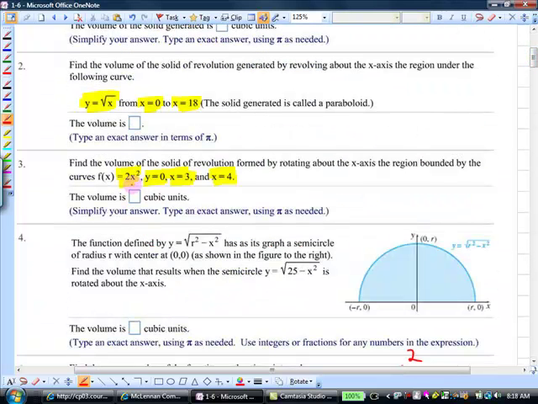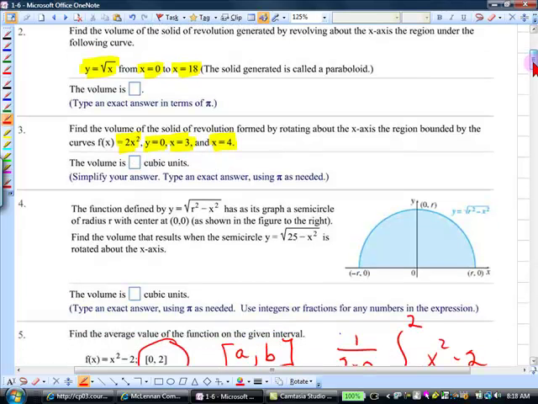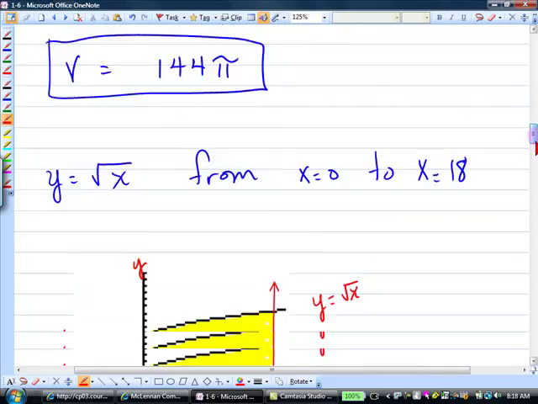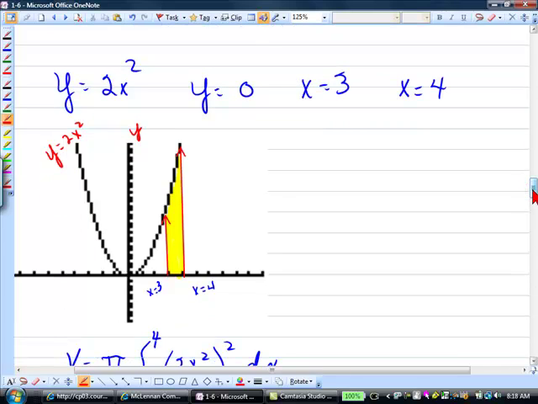Okay. 2x squared, y equals 0, x equals 3, x equals 4. Where is y equals 0? The x-axis. So you're going to have this curve, you're going to have the x-axis, and you've got this interval. So throw 2x squared in the calculator and get a sense of what that's going to look like. That's what we're talking about. It's a small region from 3 to 4. Here's your 2x squared. Here's 3, here's 4, here's the x-axis. So it's this region bounded by all those things.